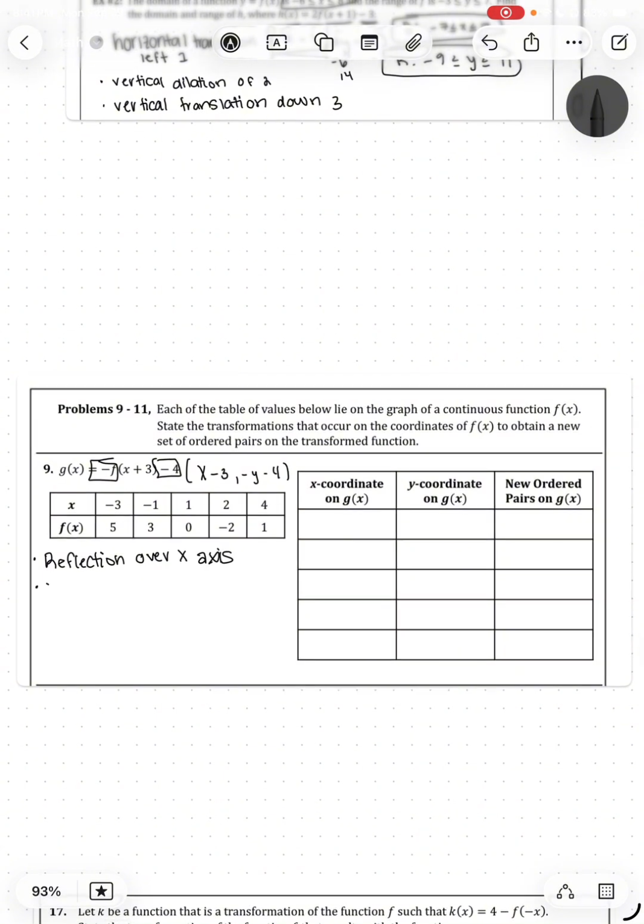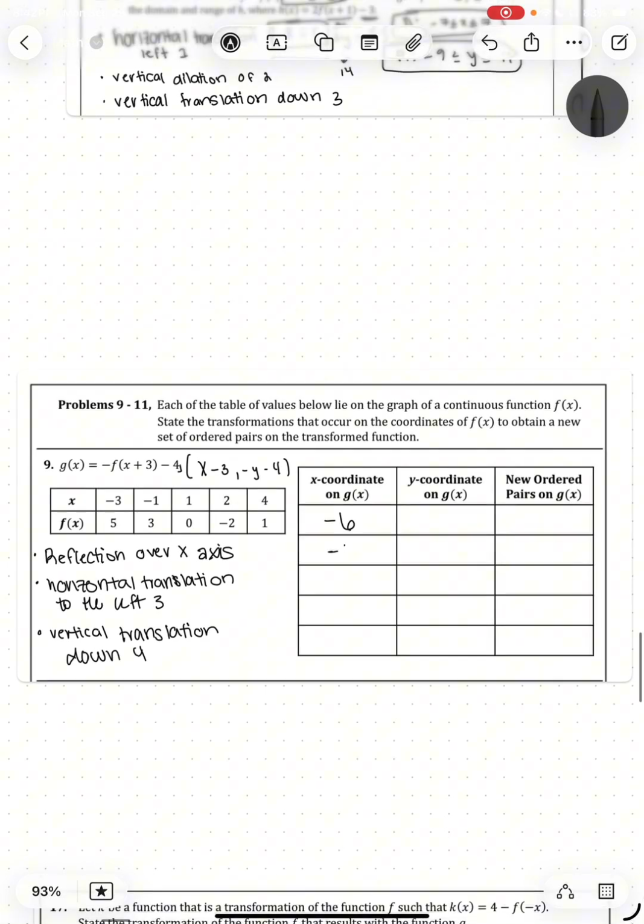We can explain this by saying there's a reflection over the x-axis, there is a horizontal translation to the left 3, and then there is a vertical translation down 4. So we're going to plug in -3 for x. -3 minus 3 is -6. -1 minus 3 is -4. 1 minus 3 is -2. 2 minus 3 is -1. And then 4 minus 3 is 1.